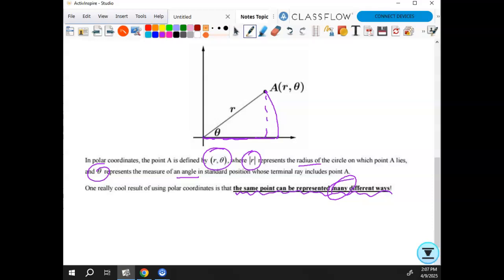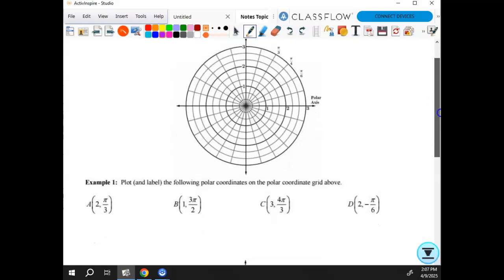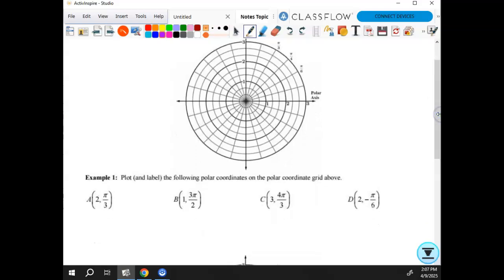Everybody good so far? All right. Let's flip this over. Let's see how we plot points in the polar coordinate system, but let's talk about this polar grid first.